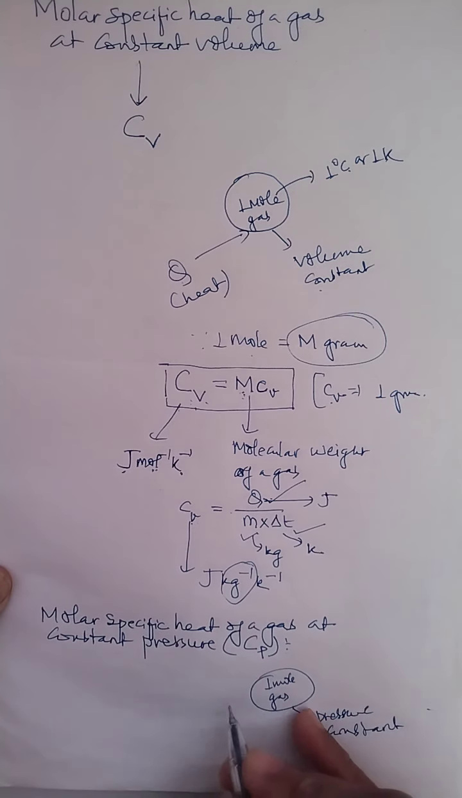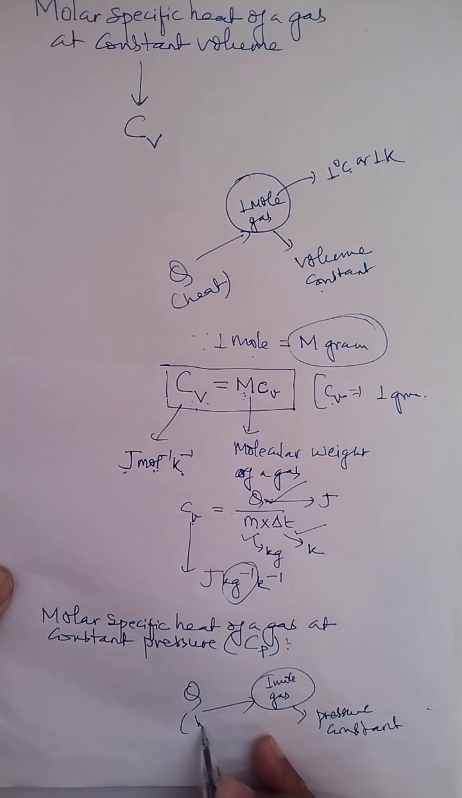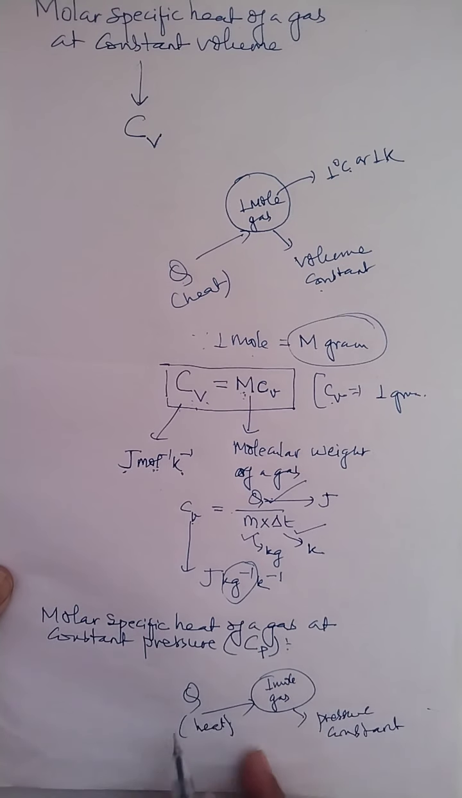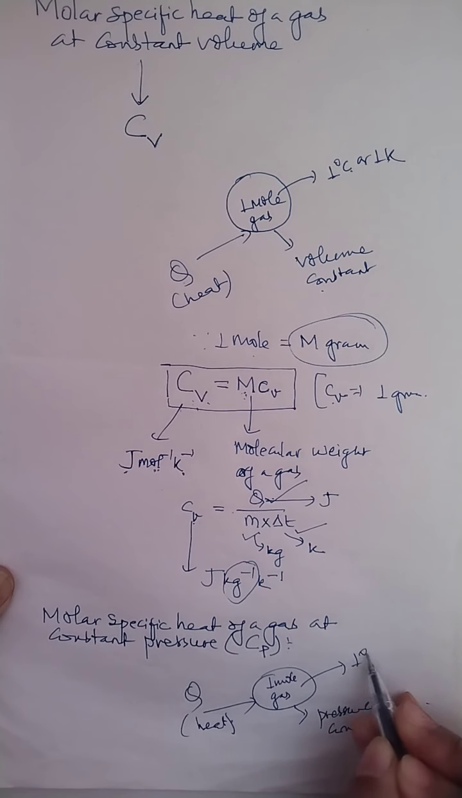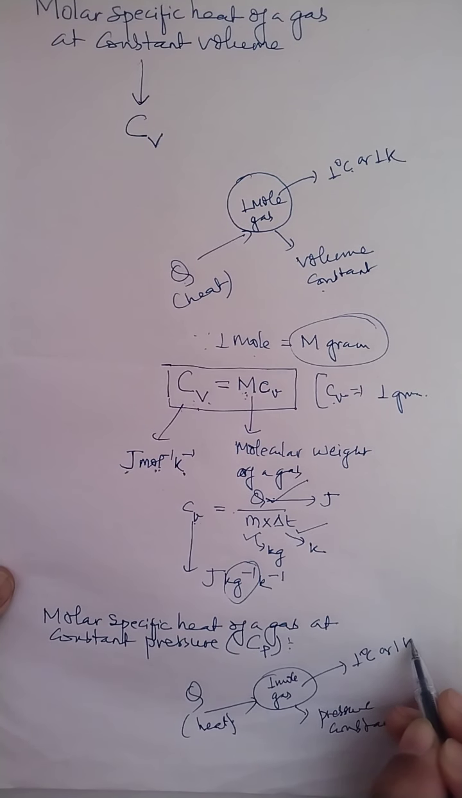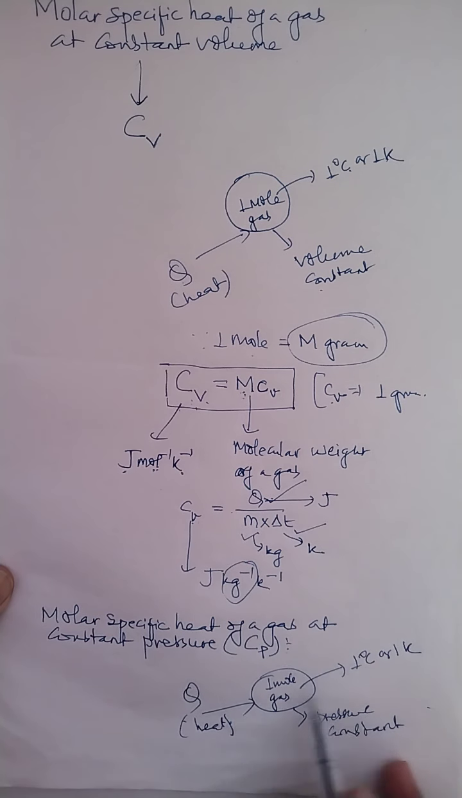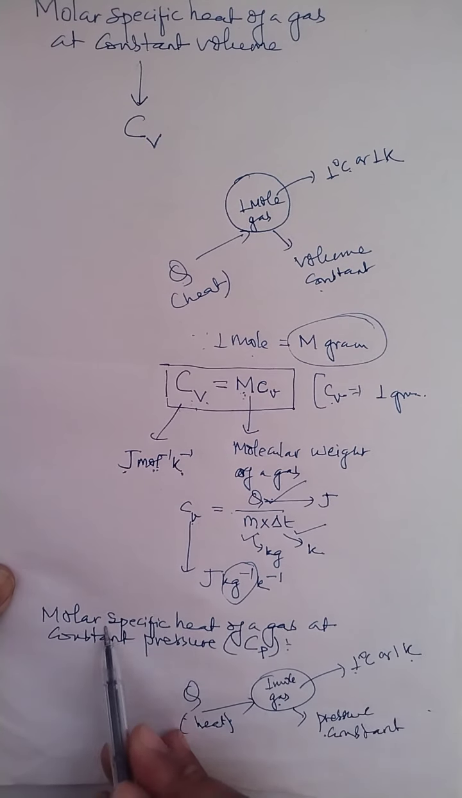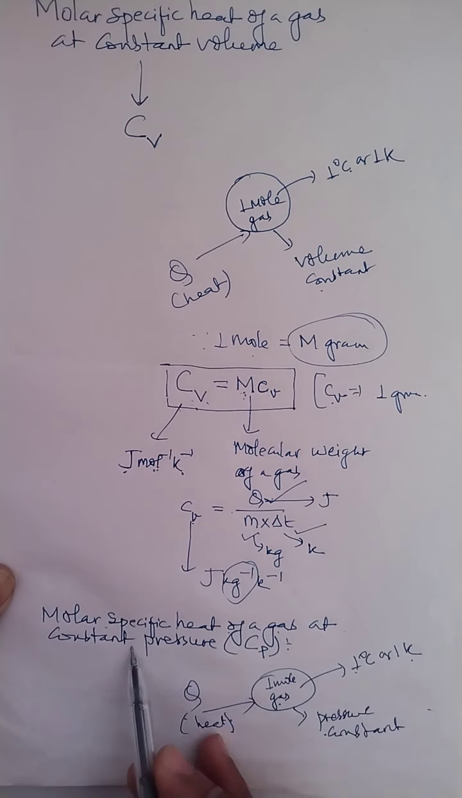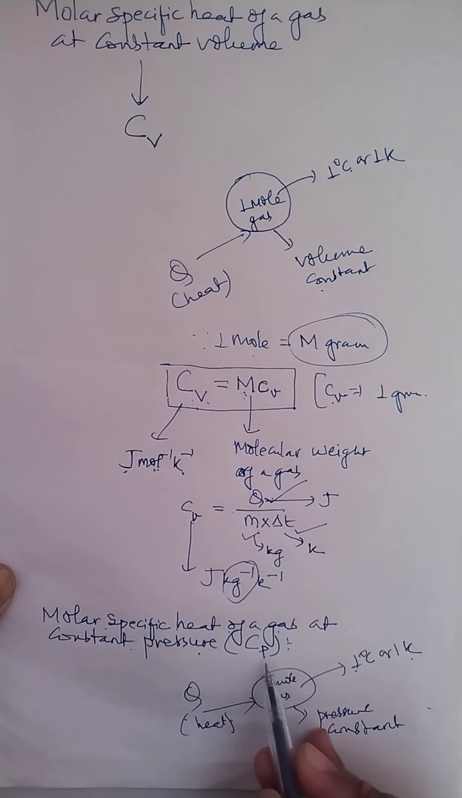Isobaric process. And when you supply Q amount of heat to 1 mole of gas at constant pressure, the temperature of the gas rises by 1 degree Celsius or 1 Kelvin. Then the amount of heat energy required to raise the temperature of 1 mole of gas by 1 degree Celsius or 1 Kelvin when the pressure remains constant is called the molar specific heat of gas at constant pressure. This is symbolized by capital Cp.